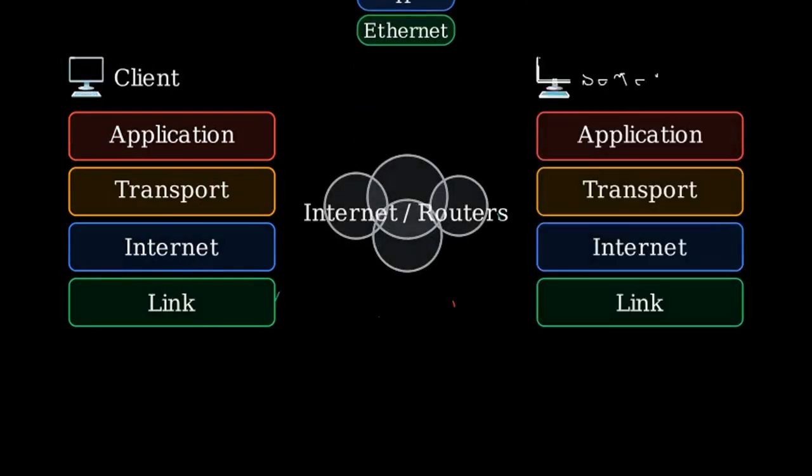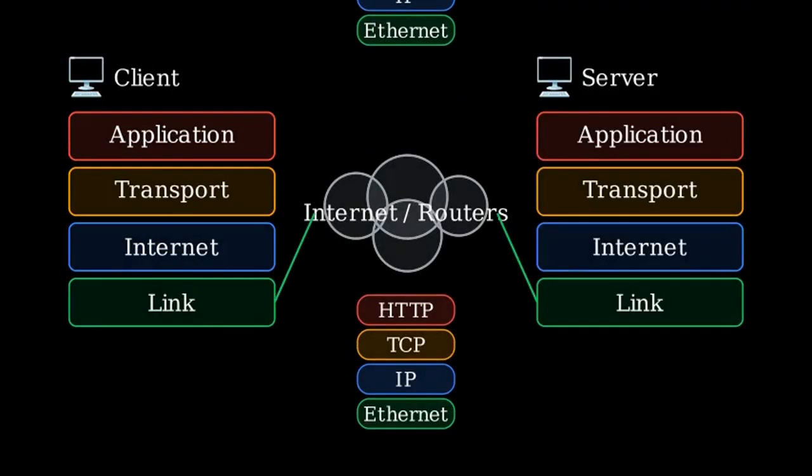Layer 1 is the link layer, also called the network interface layer. It deals with how bits move over a local network like Wi-Fi or Ethernet. It breaks data into frames and uses hardware addresses called MAC addresses so local devices and switches know where to forward them. Let's highlight the link boxes.